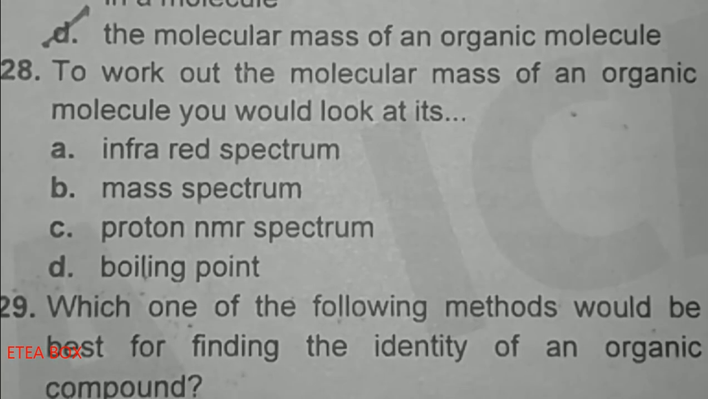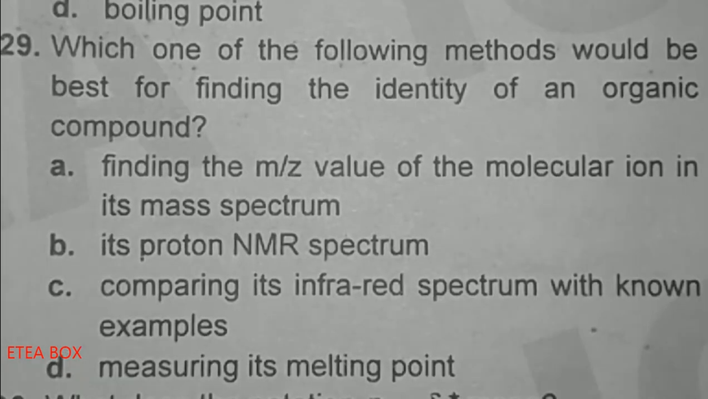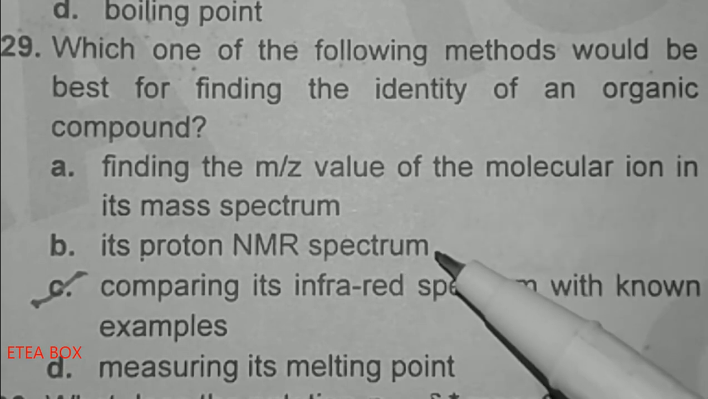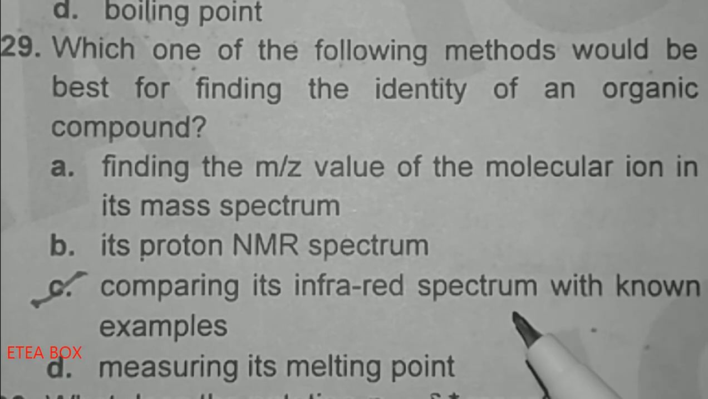To work out the molecular mass of an organic molecule, you would look at its mass spectrum. Option B. Which of the following methods would be the best for finding the identity of an organic compound? So infrared spectrum is the best method. Option C is the correct one here. This one is used for the molecular mass, and NMR is used for finding the environment of the different protons. So option C is used for the identity of an organic compound.